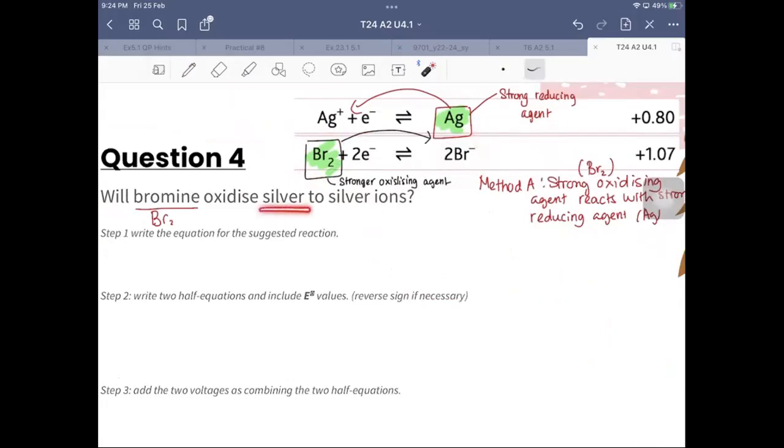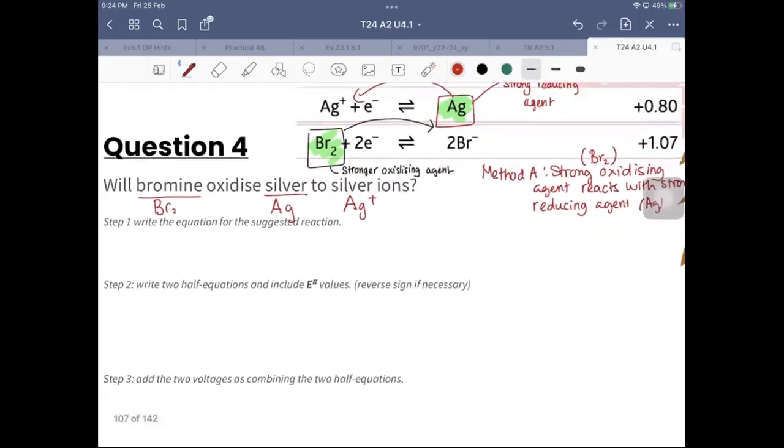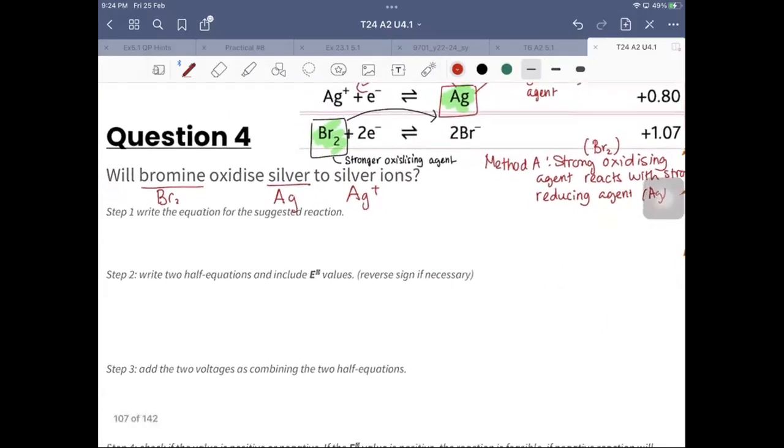Will it oxidize silver to silver ion? So silver is Ag, silver ion is Ag+. Most of the time, it is the formula that students get wrong, okay? So write the equation for the suggested reaction. Okay, I'll skip step 1, actually. I will go to step 2. Write 2 half equations and include the E naught values. I will just label reduction and oxidation so you can see.